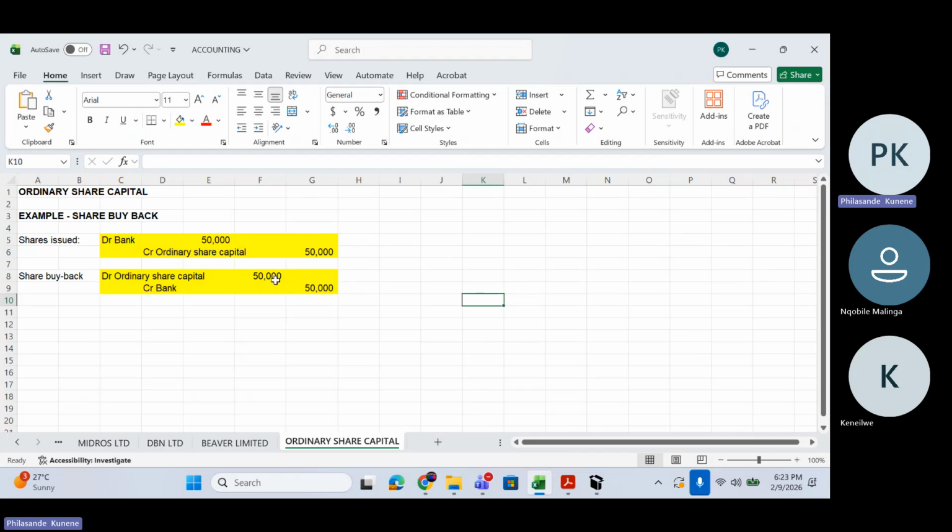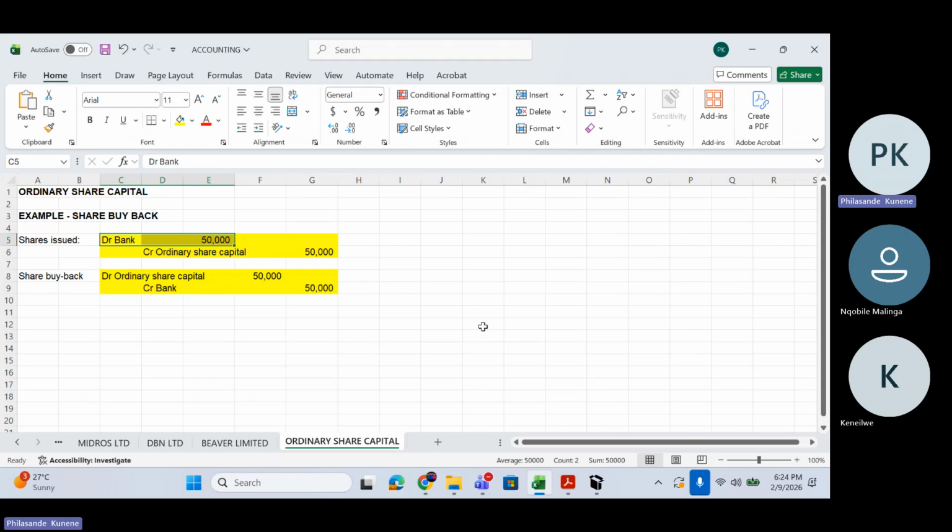How does it enter here? We don't just talk about retained income for no reason. If I issued shares for 50,000 and I'm buying them back at 50,000, retained income does not enter here. If I issued shares at 50,000 rand and I'm buying those shares back at 50,000 rand, there will never be a retained income in this transaction.